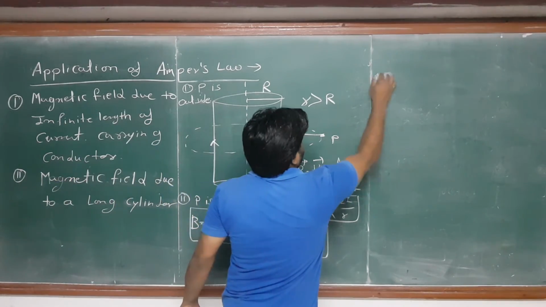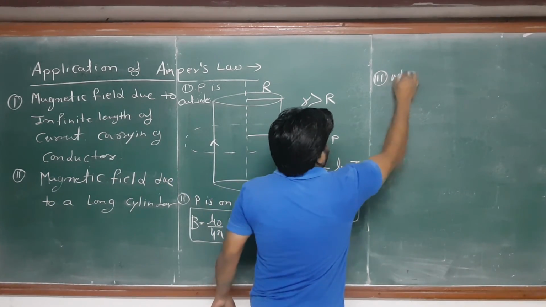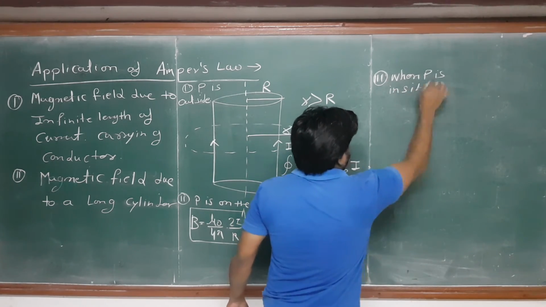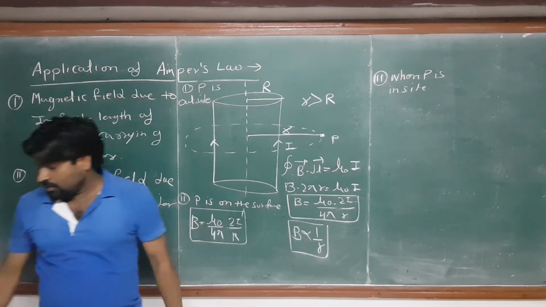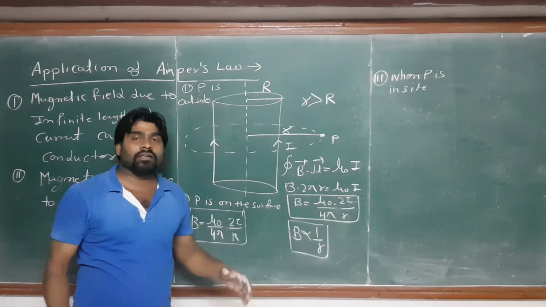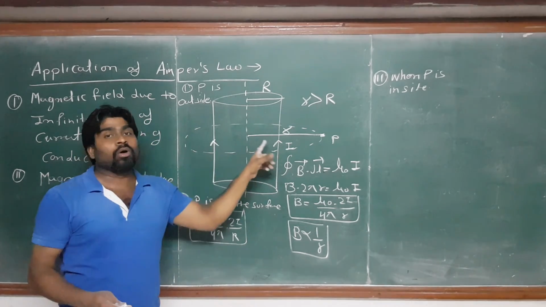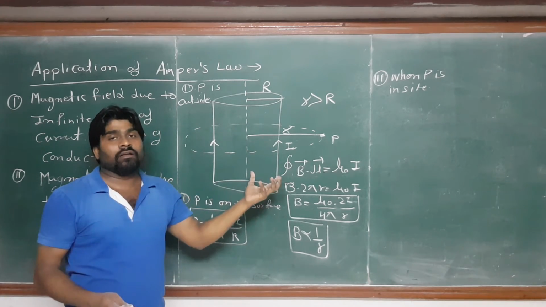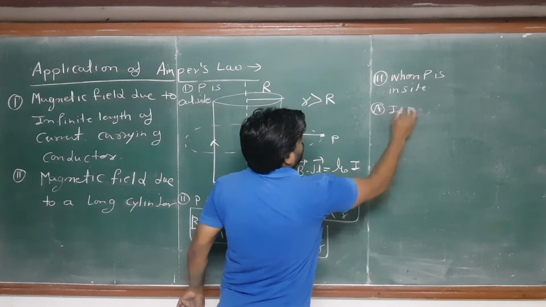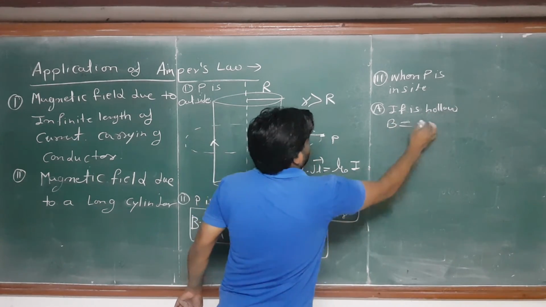Now the third case is when point P comes inside. If P is inside, there are two possibilities. What are the possibilities? See, as I told you, the cylinder can be metallic solid or hollow. If it is hollow, inside there is no current, and if there is no current, then for the hollow cylinder the magnetic field inside would be 0. So I'll write here point A: if it is hollow, the magnetic field inside would be 0.